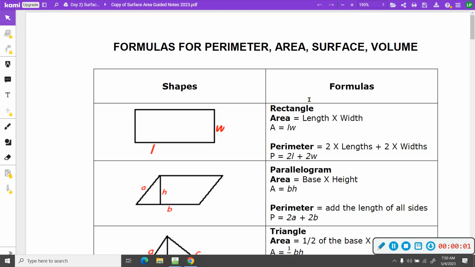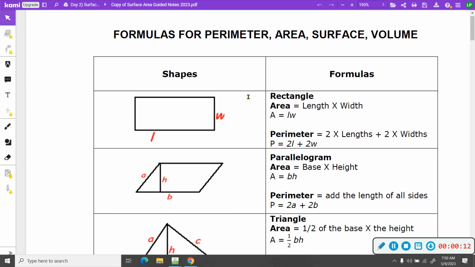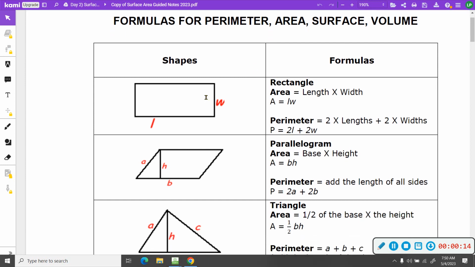So today we are going to talk about mostly surface area. We're going to talk about volume next week. And perimeter and area, those should be things that you are already familiar with. So like the area of a rectangle is length times width.